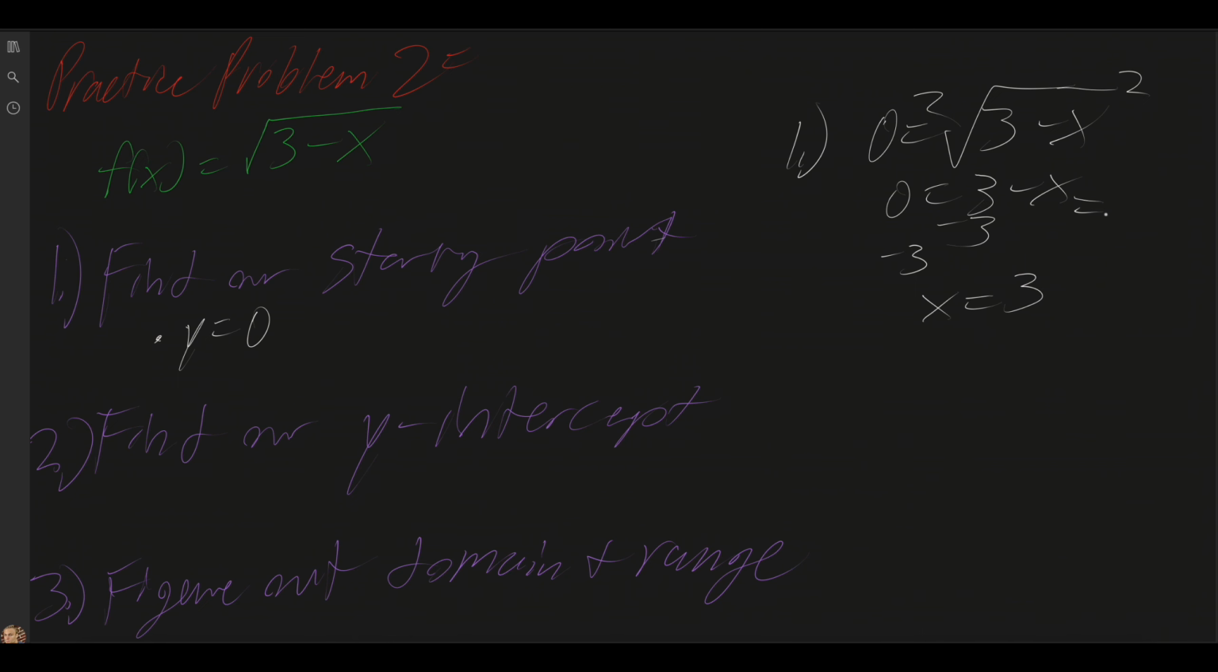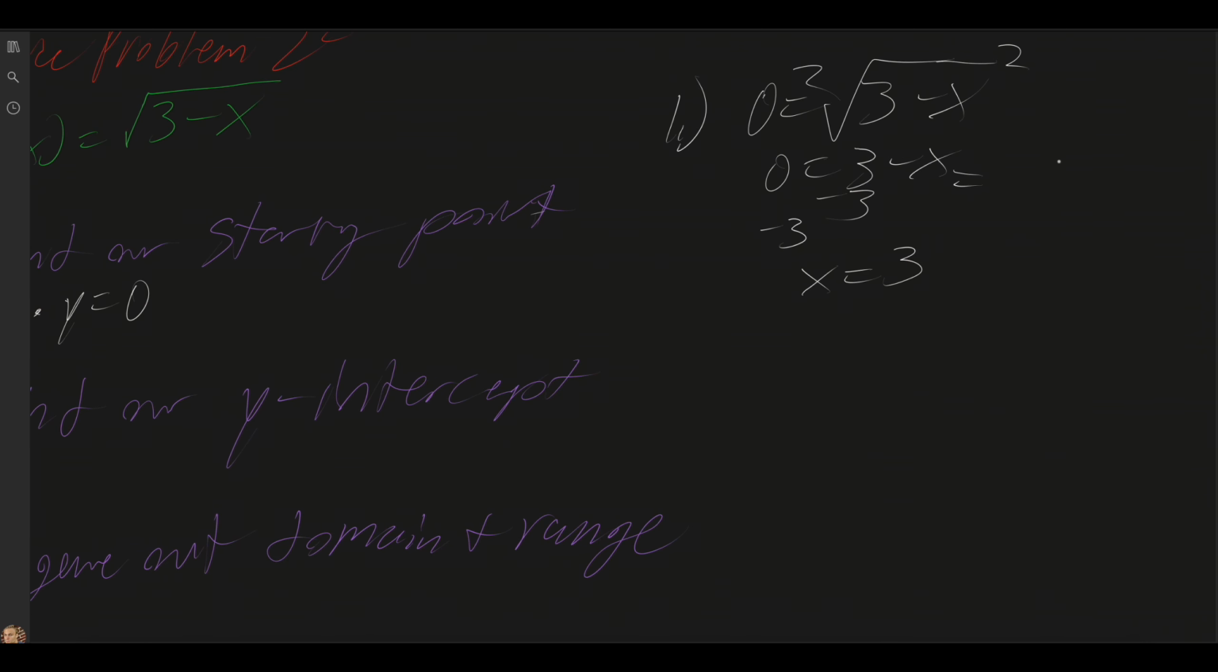The reason being is because when we move this 3 over, in fact, just to make things clearer for everyone, it's negative 3 equals negative x. We can just shift this around, then divide by negative 1. Nothing changes. And then we just have x is equal to 3. So that's our starting point.